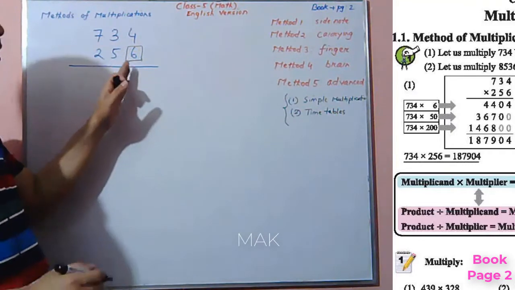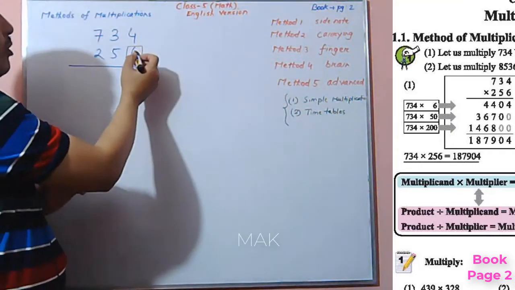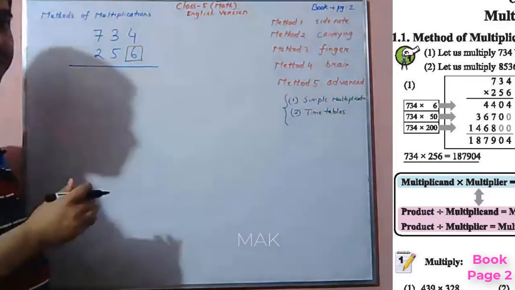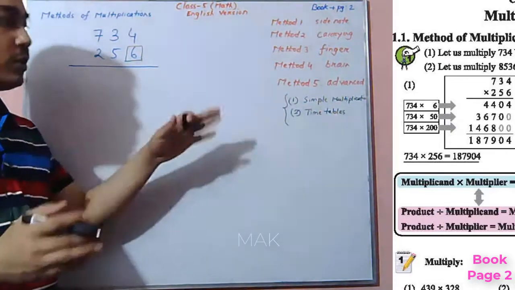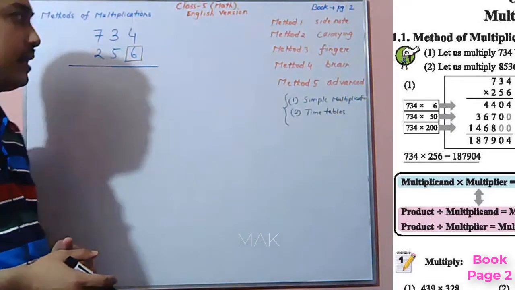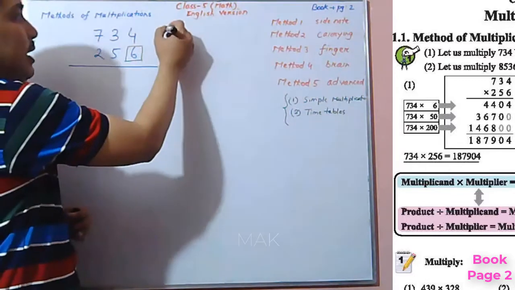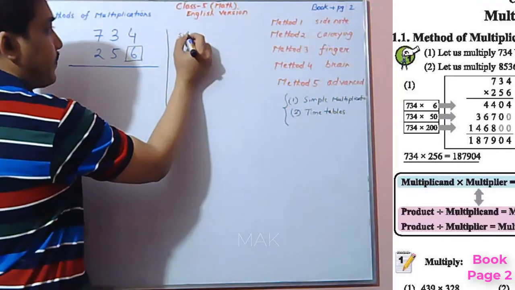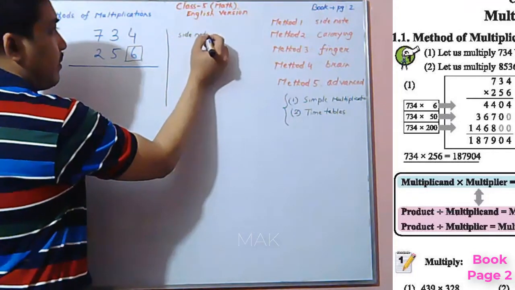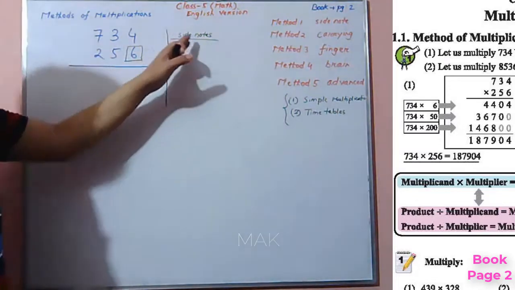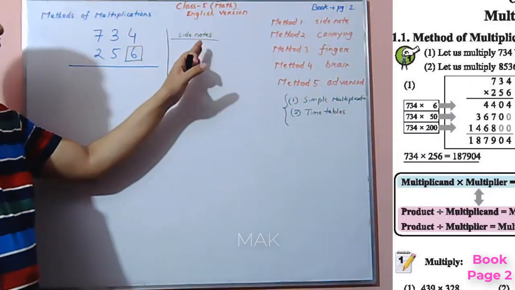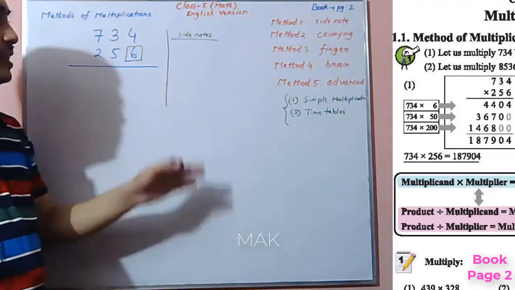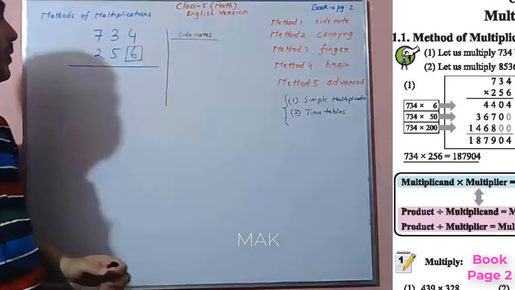If you say this number in words, it will be 734. We are going to start from the right side. First you have to multiply 6 with 4, then 6 with 3, and then 6 with 7. This is the normal approach, what we call the simple multiplication technique. So draw a line and you can write here "side notes." It is not mandatory to write it. I am writing it because if you see it, it will be easy for you to understand.